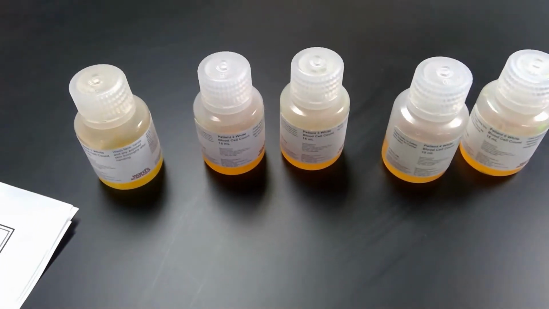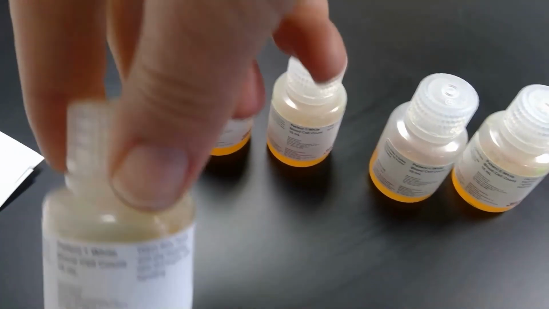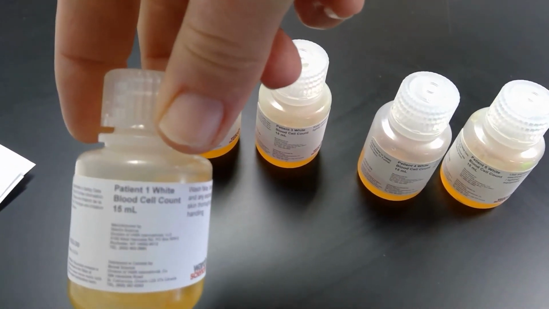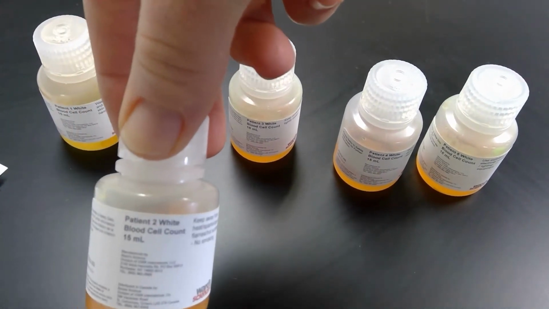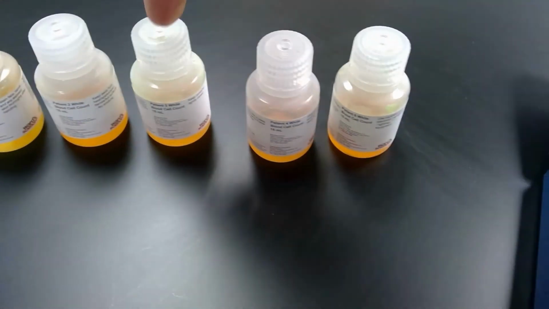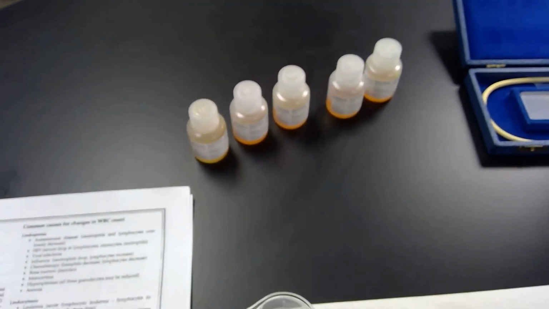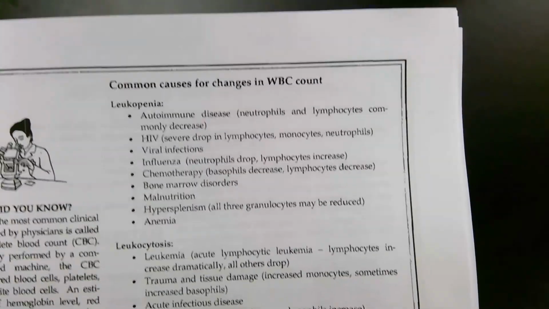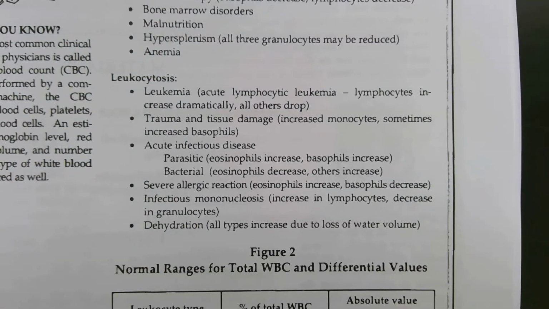So in this lab, we have 5 patients. We have 5 bottles of blood samples here. And notice each one is clearly labeled. This is patient 1, this is patient 2, and so on. We have patients 3, 4, and 5. And we're going to count their white blood cells, and then we're going to figure out which condition each patient has from this list.